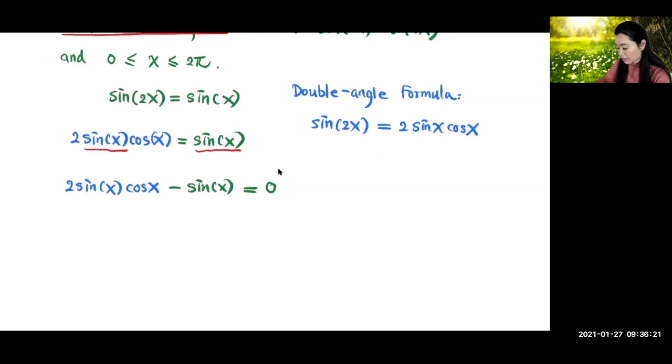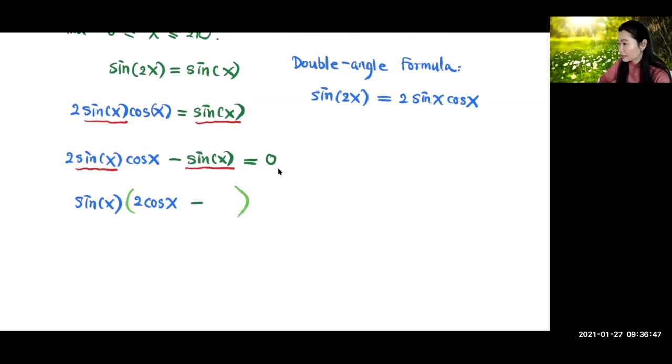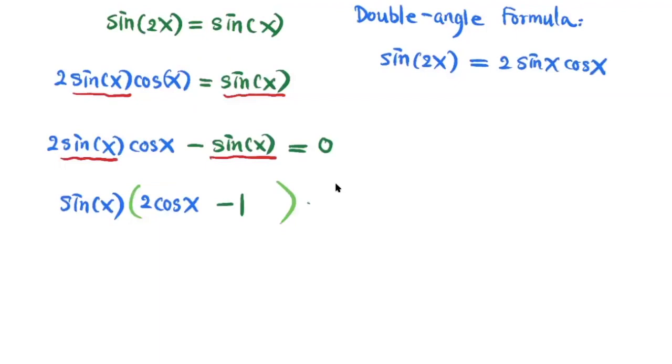And then we can take out this common factor, sine x over here. So we take that out, sine x, and then we will have this parenthesis. Now over here, what do we have left over? We have 2 cosine x over here, and then what? Minus 1, right? And then that's equal to 0.